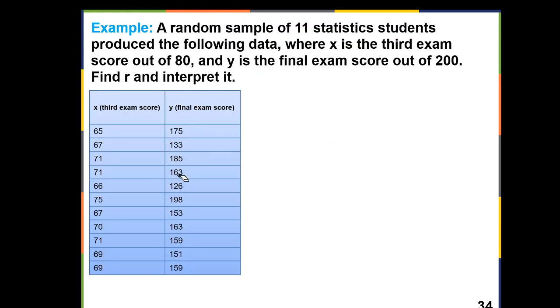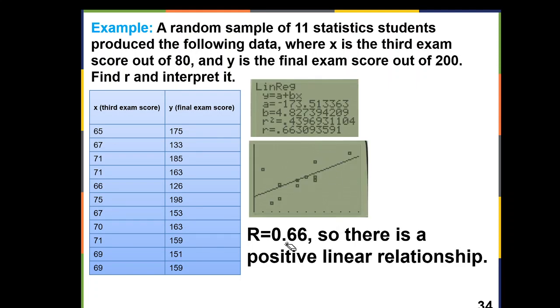All right, so going back to our example, what was R for our example? Well, R was 0.66, right? So X is the third exam out of 80, and Y is the final exam score out of 200. So find R and interpret it. R is 0.66, so there is a positive linear relationship here. It's not as strong as 0.9, but it is greater than 50%. So there's a pretty good correlation.